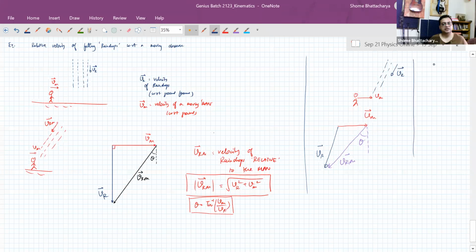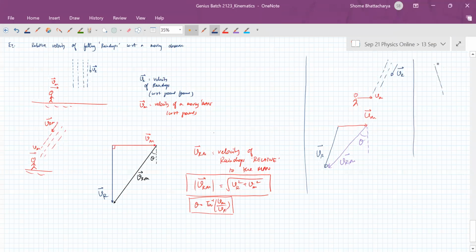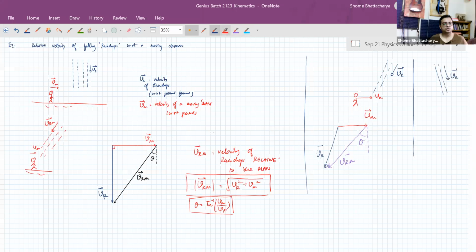Now suppose the rain was slanted like this, and the person was walking or moving in such a way that is along the slant. Then in that case, the rain would appear to be less slanted. It might even appear to be vertical in that case, in a special case. So all these different cases are possible, and we'll discuss numerical examples, but ultimately it's all about vector algebra.